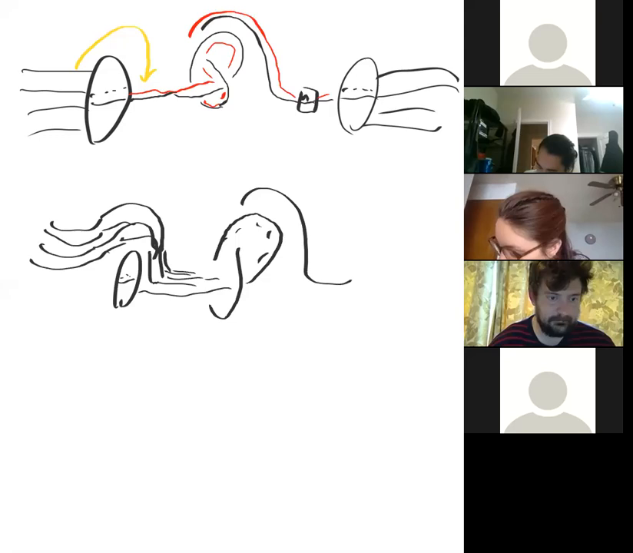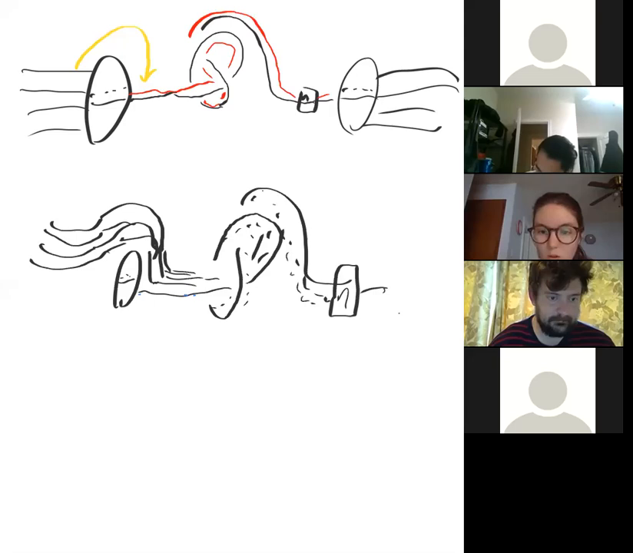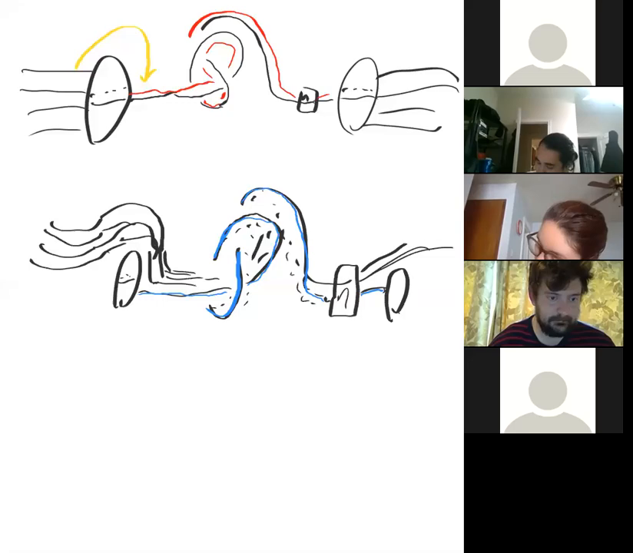I hope this is clear what I'm trying to get at. Let me draw the two handle with canceling in blue. This blue one goes into the other attaching sphere. All these guys just go off the screen.